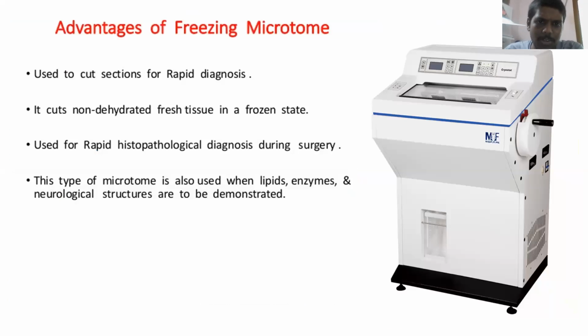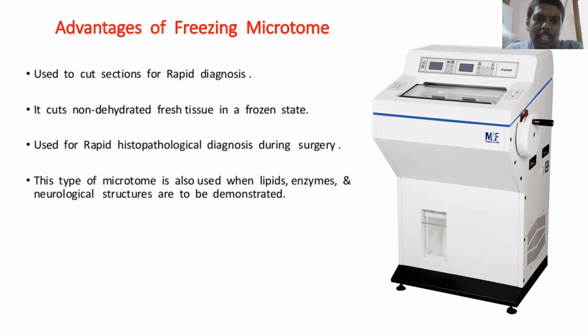Then we have the freezing microtome. The freezing microtome is an advanced microtome where we can freeze the section and obtain thin slices of the sections after freezing them. The advantage of the freezing microtome is that we can bypass the steps of tissue processing and go directly to section cutting. So the 2 days procedure of tissue processing can be done within 2 hours. That is the main advantage of the freezing microtome.